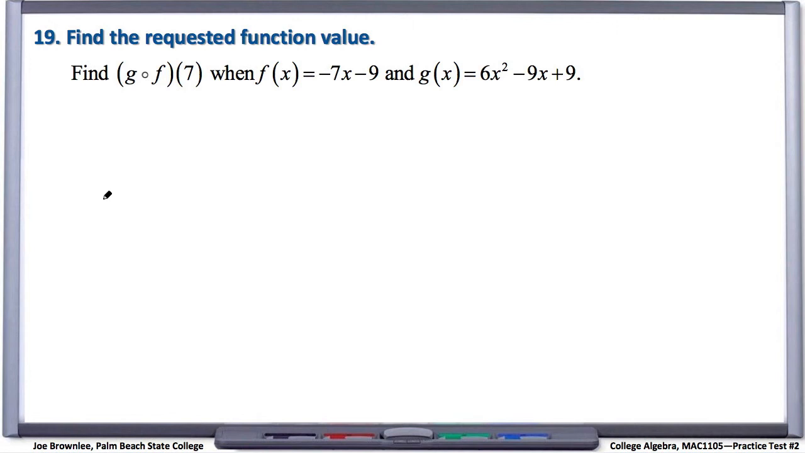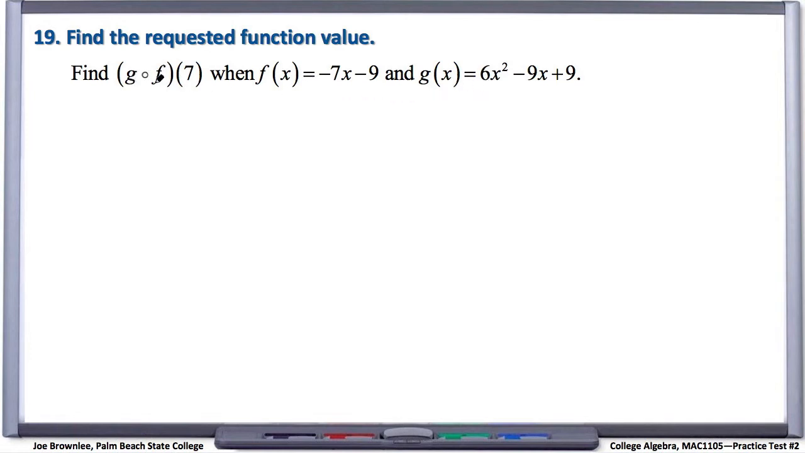Number 19, find the requested function value. And so we're going to find g of f of 7 when f of x equals negative 7x minus 9 and g of x equals 6x squared minus 9x plus 9.